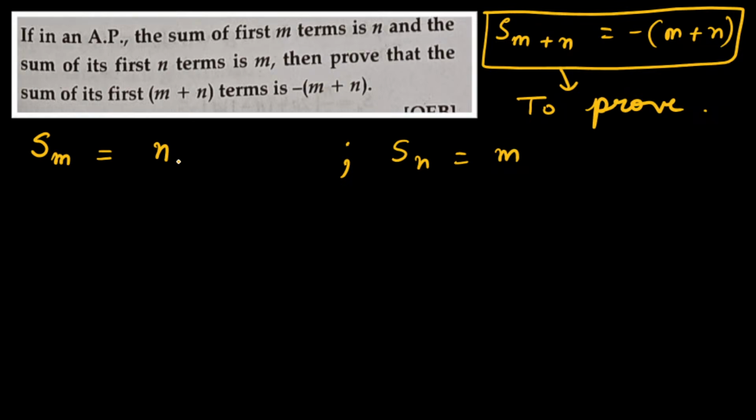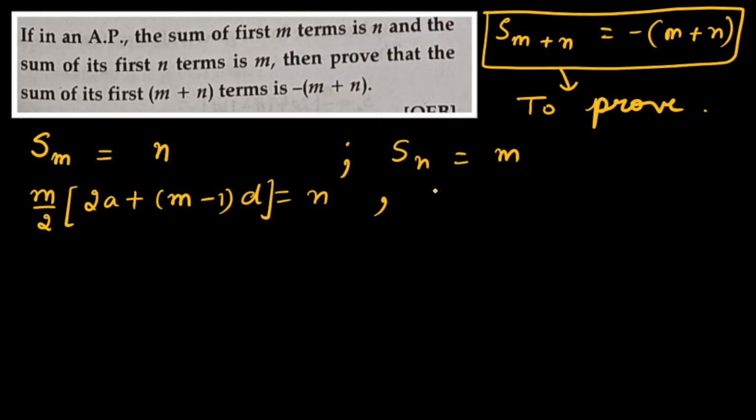This we have to prove. So let's do again the same formula. Wherever n is there, we have to write m. So the sum formula we know is n by 2, so we'll write it as m by 2 into 2a plus, not n minus 1, we'll write m minus 1, because the sum of m terms we are finding. So m by 2, 2a plus m minus 1 into d is equal to n.